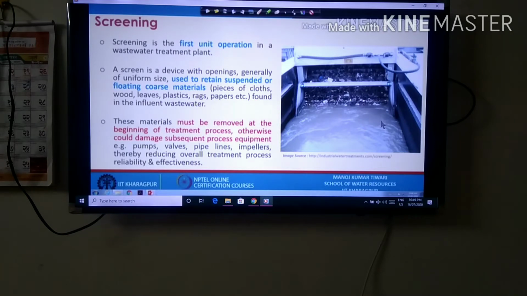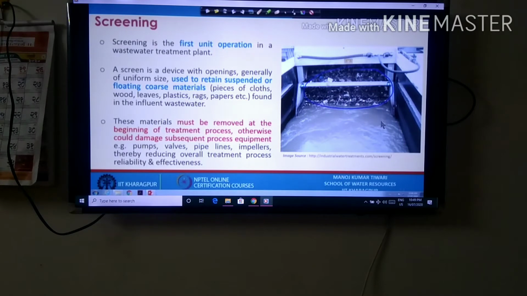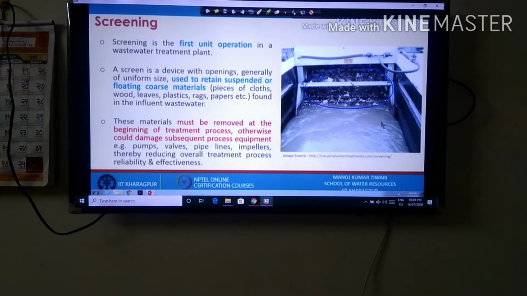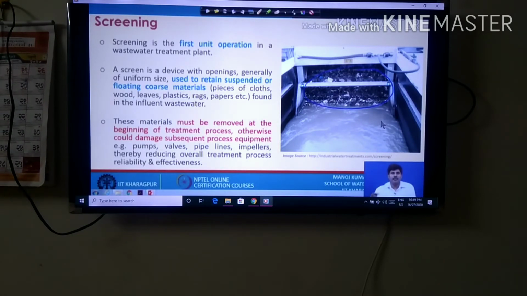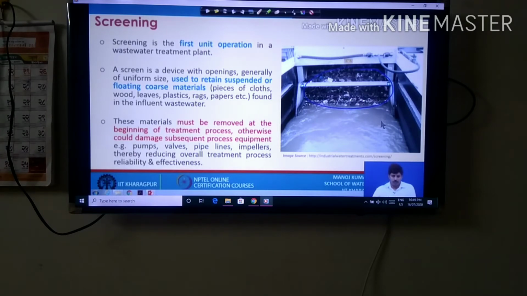Like you can see in this image, a lot of things are trapped here. What are trapped? There could be pieces of cloth, pieces of boards, stems, leaves, plastic, rags, papers. All those things are found in the influent wastewater. If you look at any wastewater channel, you will see that many of these things come along with the flow of the wastewater.